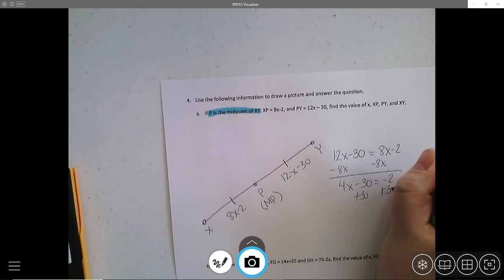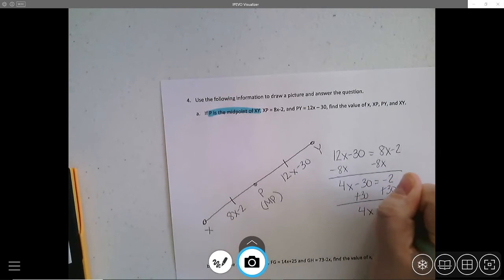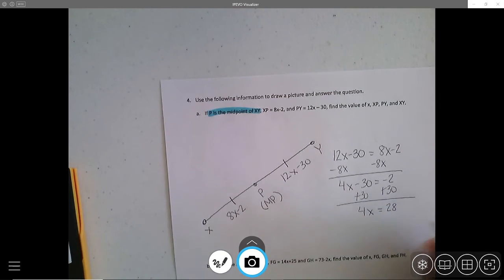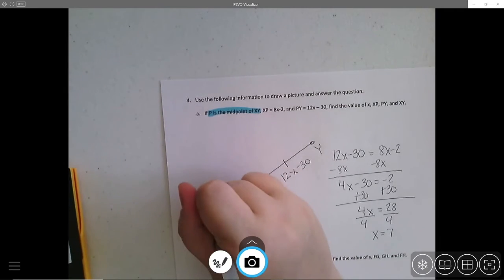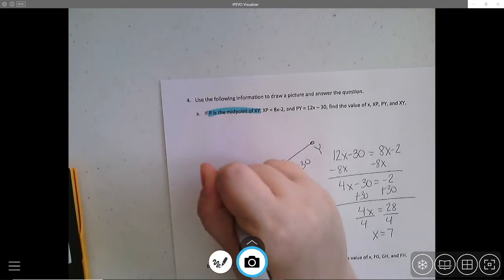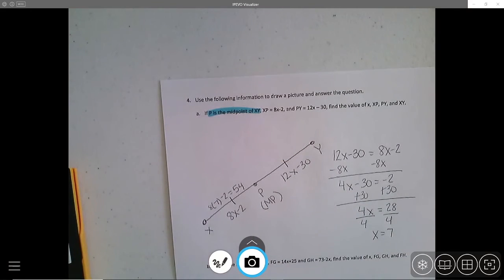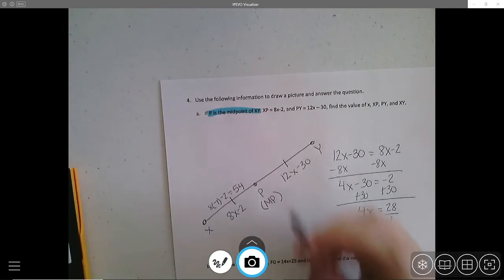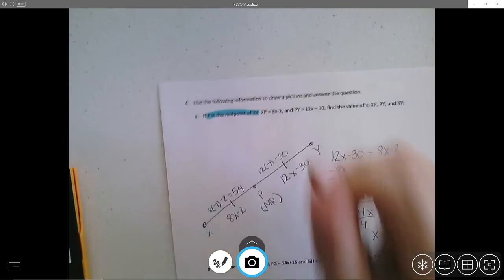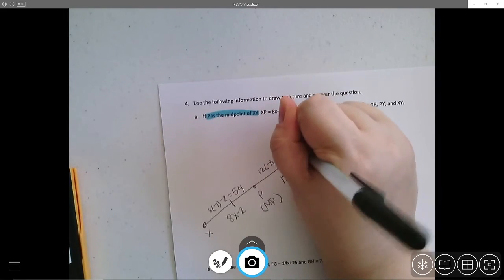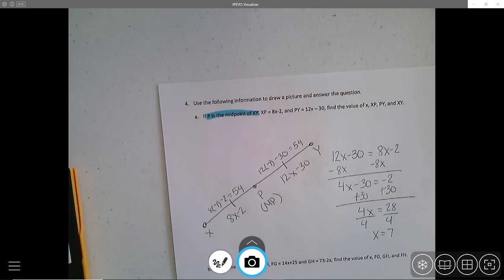Add 30 to both sides. 4x equals negative 2 and 30 is 28. Divide by 4. I get x equals 7. Okay, now they want me to find XP. XP would be 8 times 7 minus 2. That would be 56 minus 2, which is 54. Then they want PY. This would be 12 times 7 minus 30. That's 84 minus 30, which is also 54. So I found XP and PY.